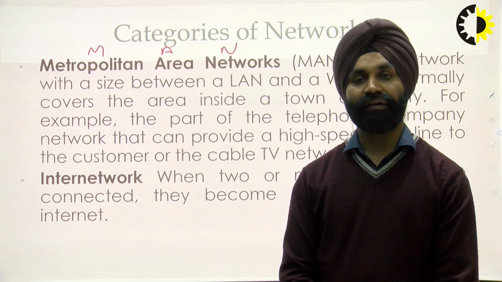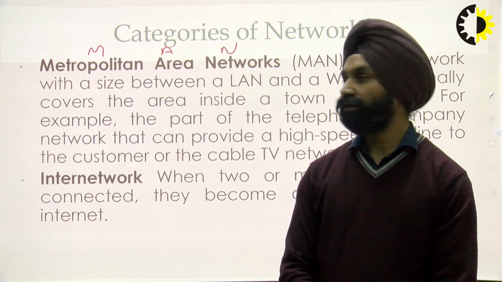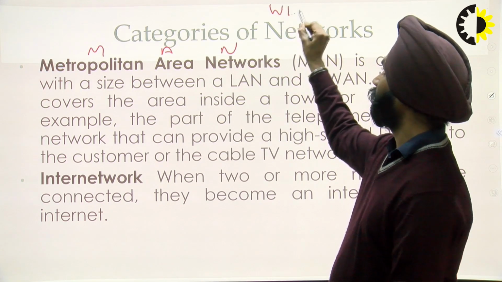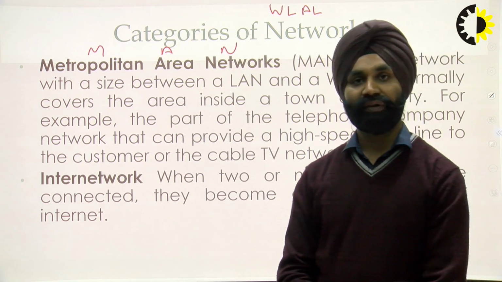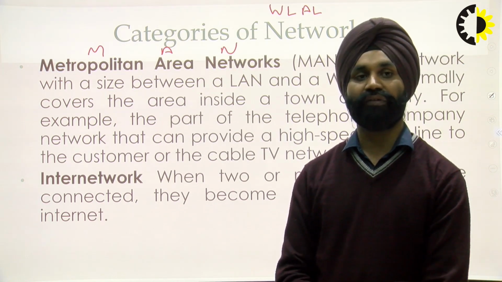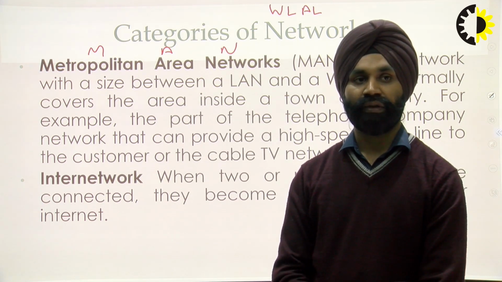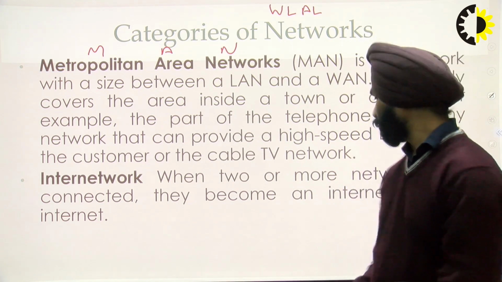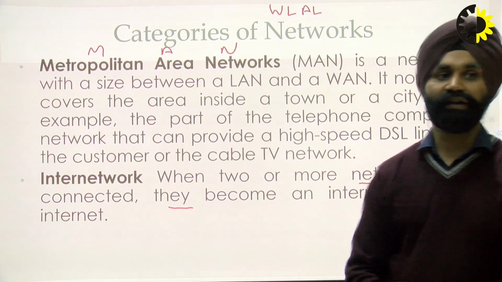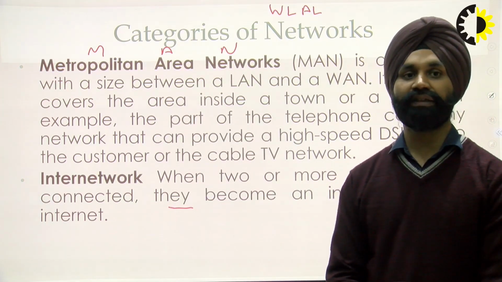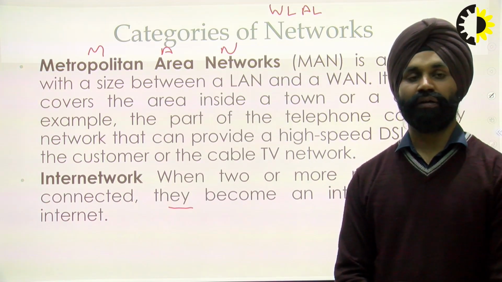There can be a wired LAN, for example, and a wireless LAN that we are using nowadays in our phone. That is known as a WLAN. Now, when different categories of networks are again connected, they form an internetwork. So when two or more networks are connected, they become an internetwork, or internet. The short form of internetwork is internet. So the internet is the combination of two or more networks.